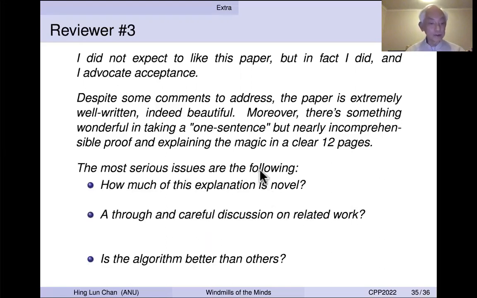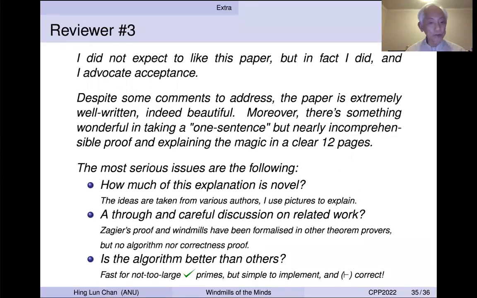He raised these issues. The most serious issues are the following. How much of this explanation is novel? Is there a thorough and careful discussion of related work? Is the algorithm better than others? So in my revised version, I include the answers to these questions. I said that for the first one, the ideas are taken from various authors, and I use pictures to explain.